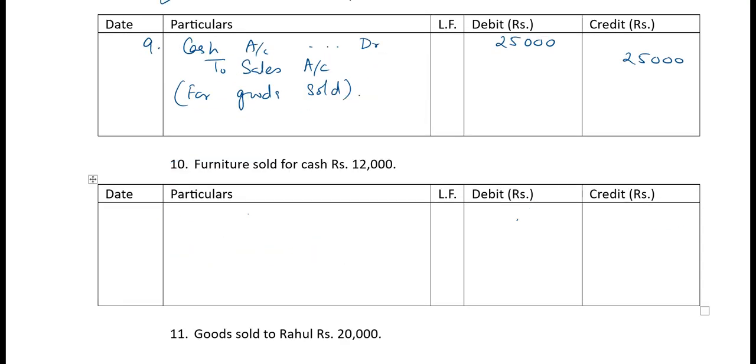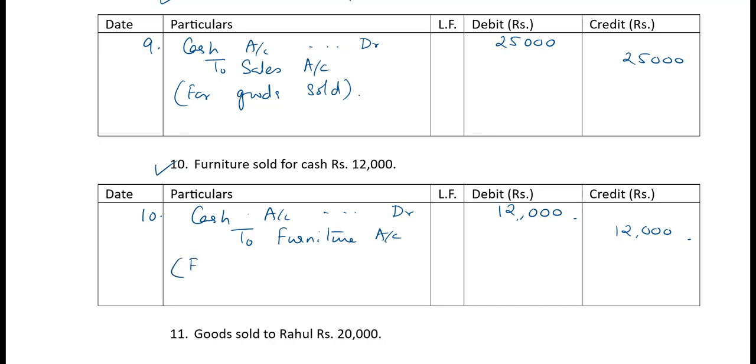Furniture sold for cash, rupees 12,000. This is again a cash transaction. The two accounts involved are cash and furniture. There's an increase of cash asset account, so we need to debit the cash account. And we need to credit furniture account. Furniture is an asset. There's a decrease in furniture because we are selling the furniture. So we credit furniture with 12,000 rupees for furniture sold. It's the narration.